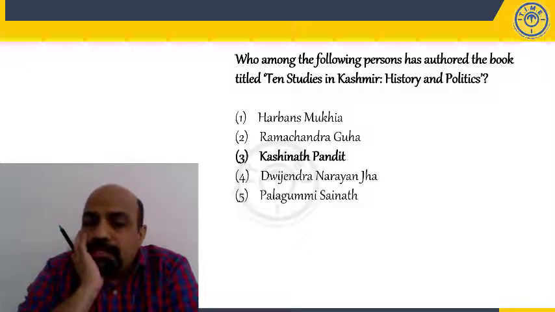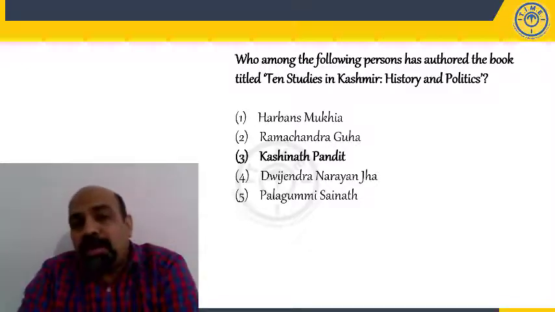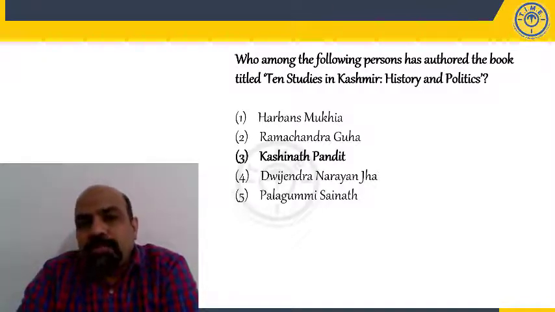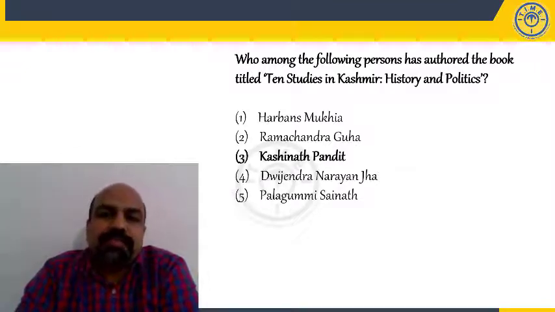Dvijendra Narayan Jha is a hardcore Marxist, leftist historian. He wrote this book called The Myth of the Holy Cow. Myth, M-Y-T-H. Myth of the Holy Cow.